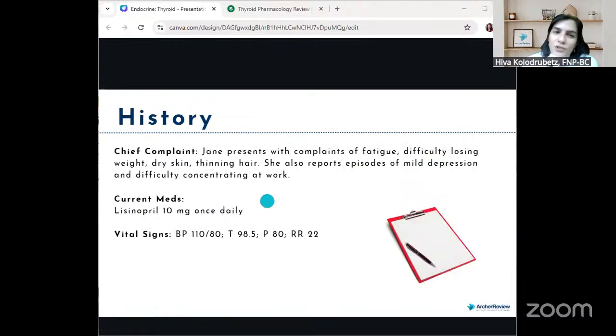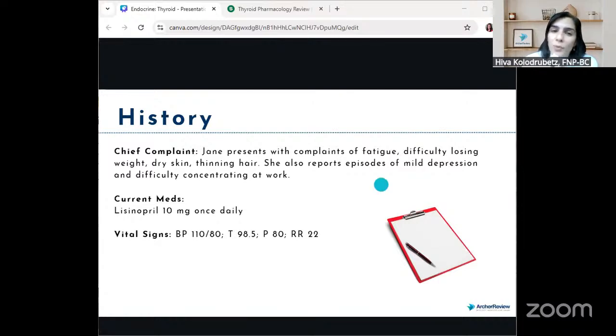Chief complaint. So she comes in today, she's complaining, I'm really tired. Could be the stress of work, but I'm also noticing that I'm having difficulty losing weight. Yes, I'm not exercising, but she's coming in saying that I can't seem to lose weight, I'm really tired. And she's also noticed some dry skin and thinning hair. And so she's a little bit worried about what's going on.